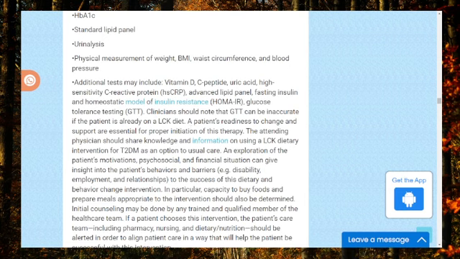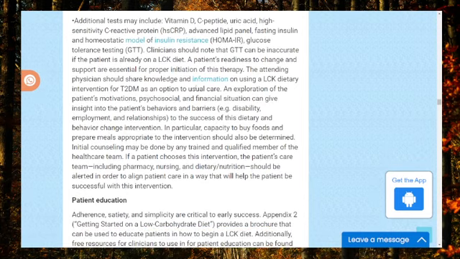A patient's readiness to change and support are essential for proper initiation of this therapy. The attending physician should share knowledge and information on using LCK dietary intervention for T2DM as an option to usual care. An exploration of the patient's motivation, psychological and financial situation can give insight into the patient's behaviors and barriers, for example disability, employment and relationships, to the success of this dietary and behavior change intervention.